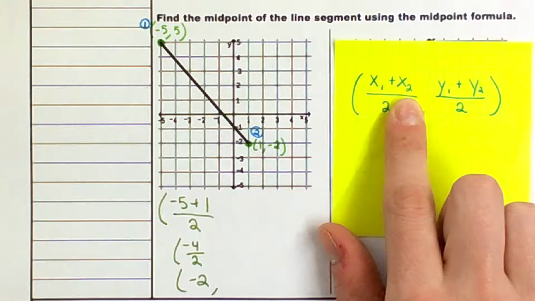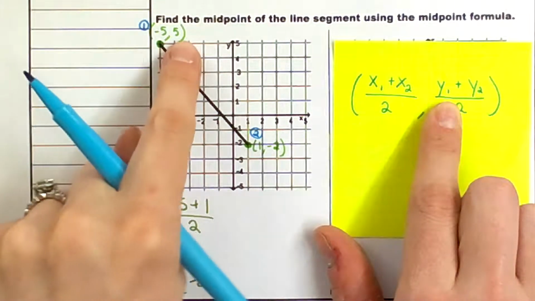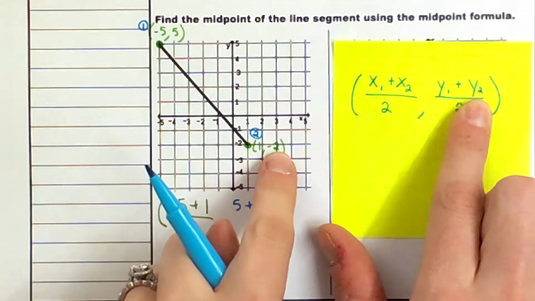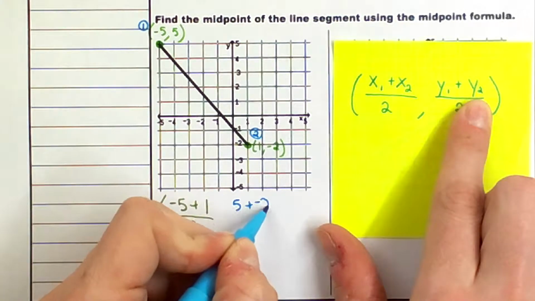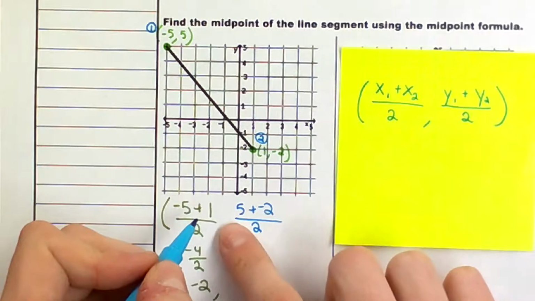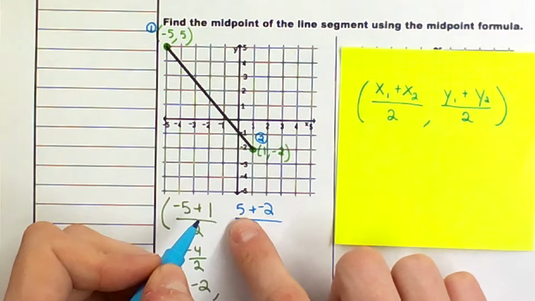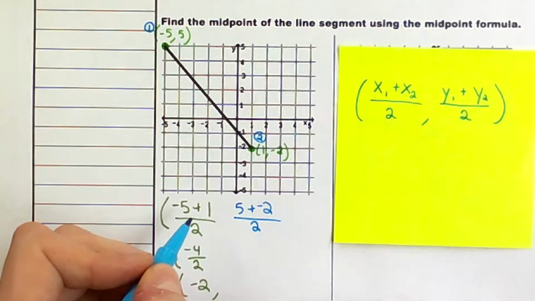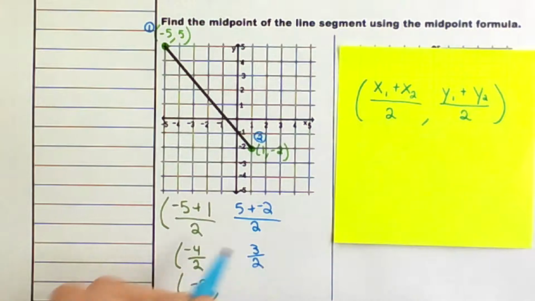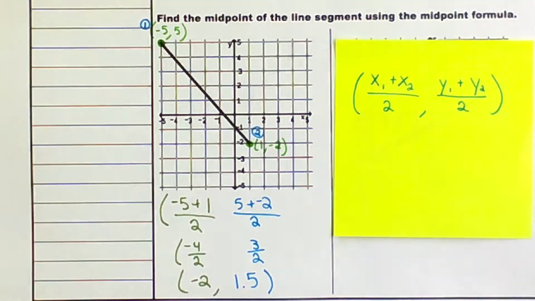Now we're going to calculate the y-coordinate. So we're going to do y1, which is 5, plus y2, which is -2, and I'm going to divide that by 2 because that's in the equation. So 5 plus -2, that's 5 minus 2, which leaves me with 3 over 2. And 3 divided by 2, you can leave this as a fraction, or if you want, you can write it as a decimal as well.